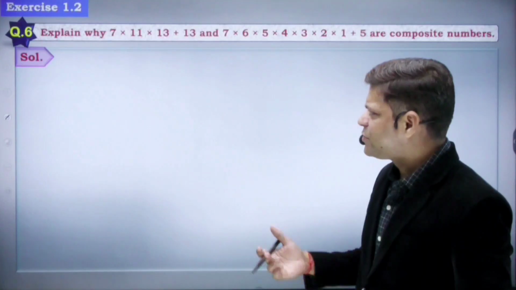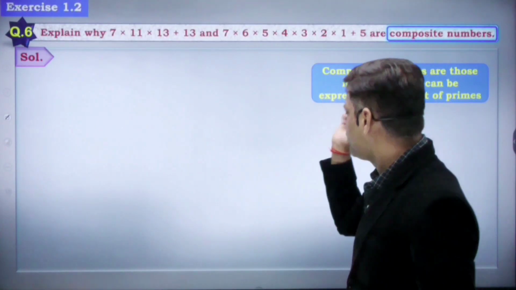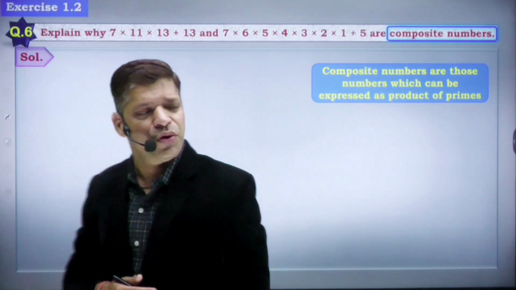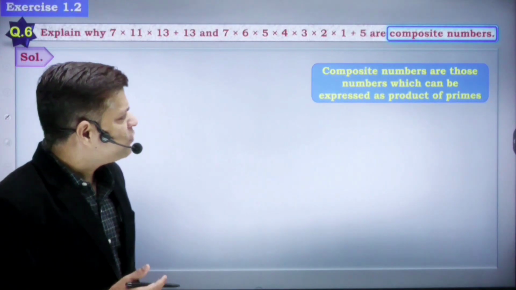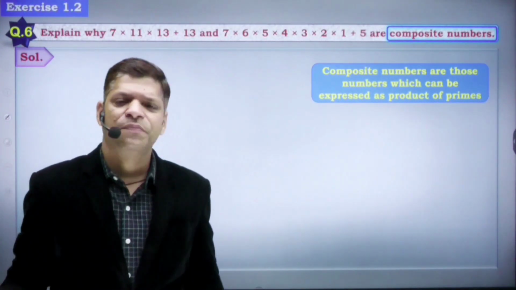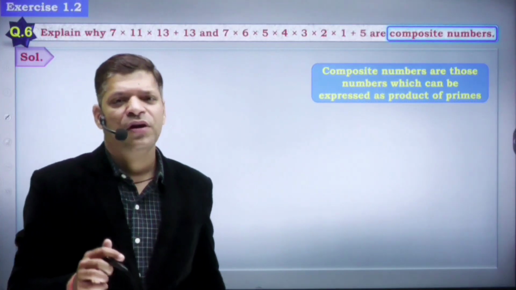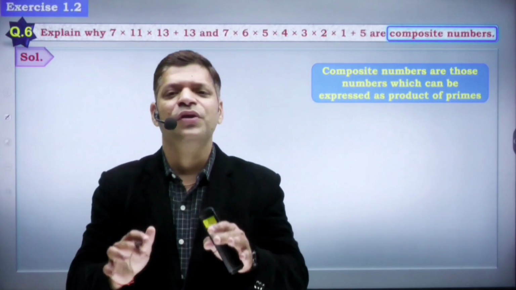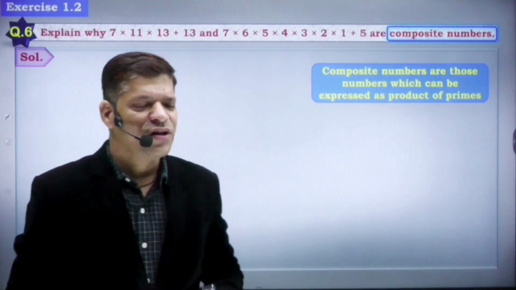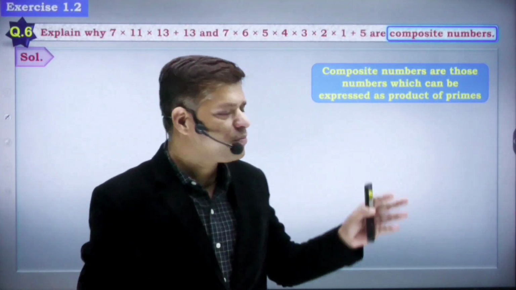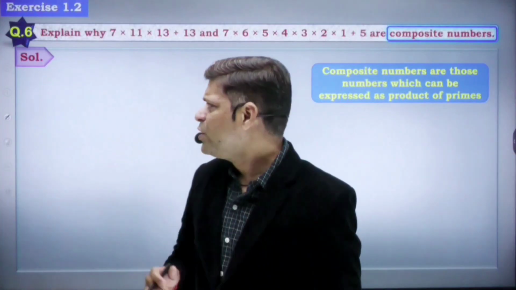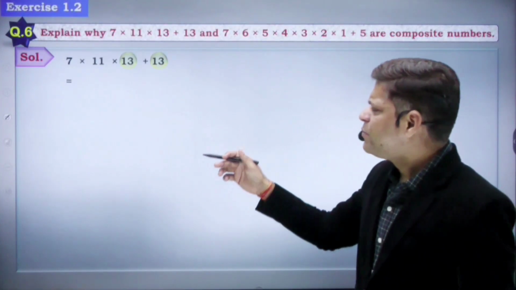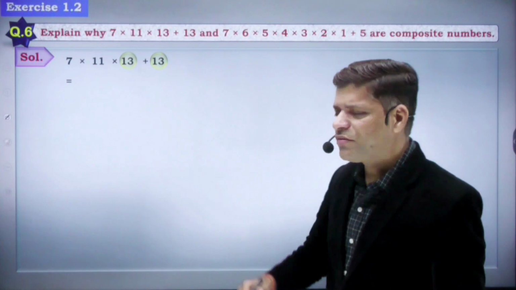First, what is a composite number? Firstly you should know, composite numbers are those numbers which can be expressed as the product of primes, which we learned in the starting of today's lecture, right? What is a composite number? Which can be expressed as the product of primes. So now we are taking the number 7 into 11 into 13 plus 13.